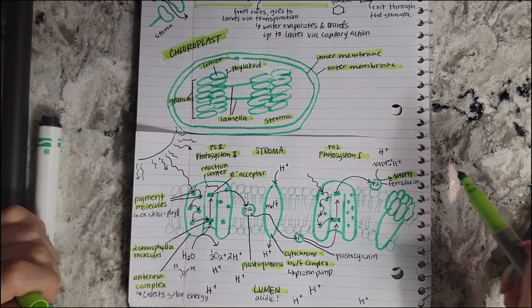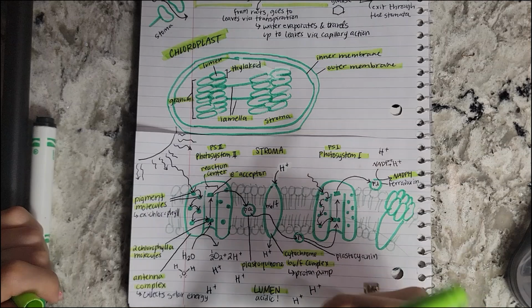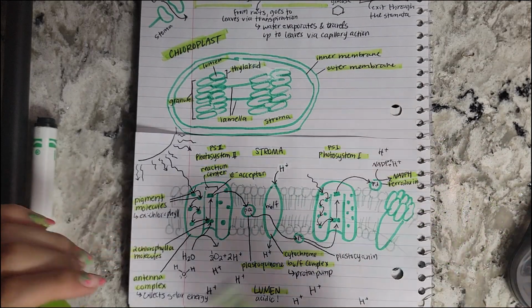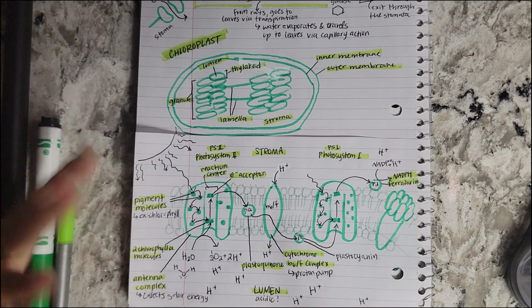So the two things that we've done so far is we've put more protons in here and we've made NADPH. And that's really essential for the stuff we'll need to make glucose later.